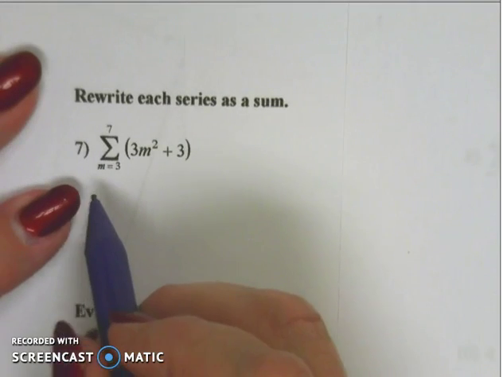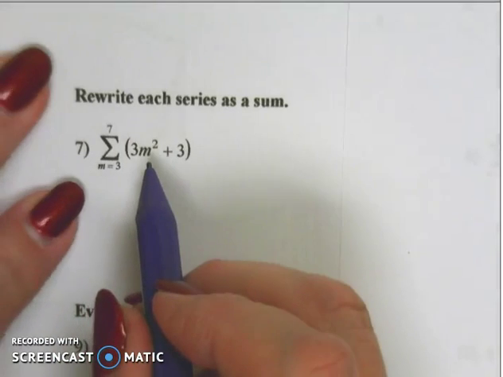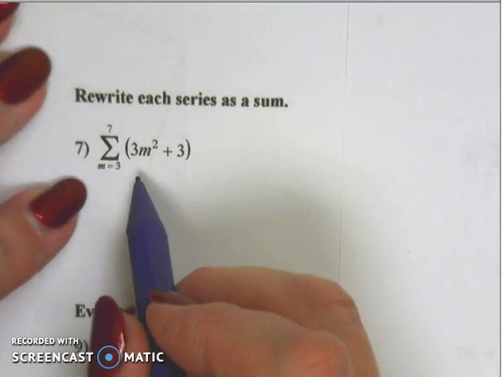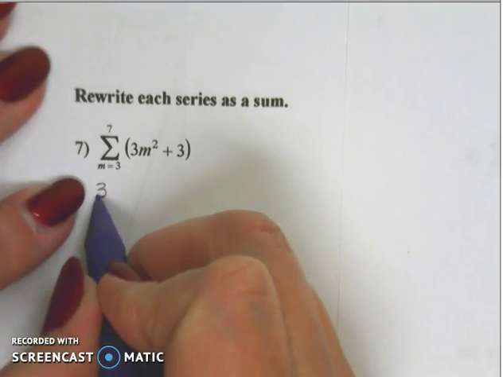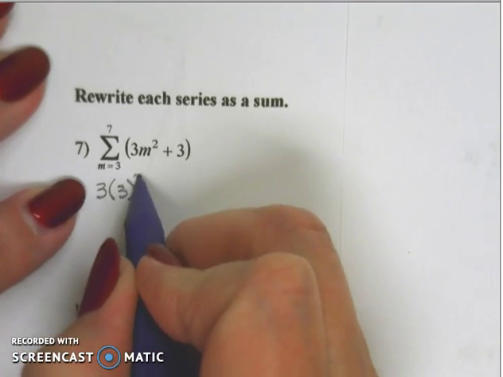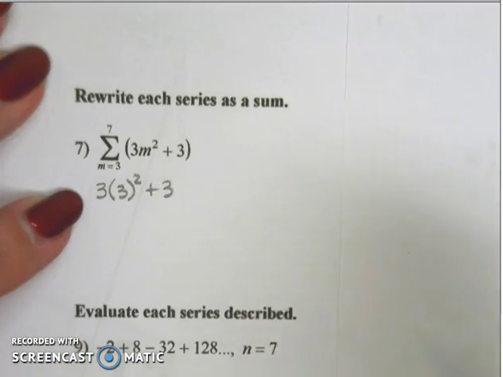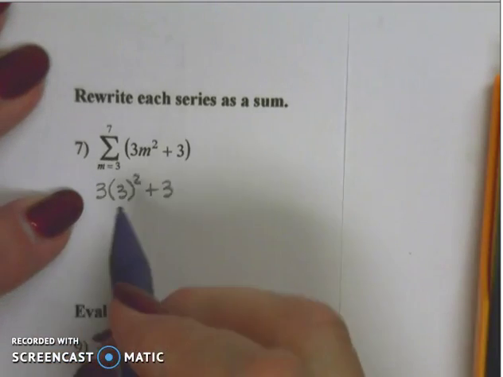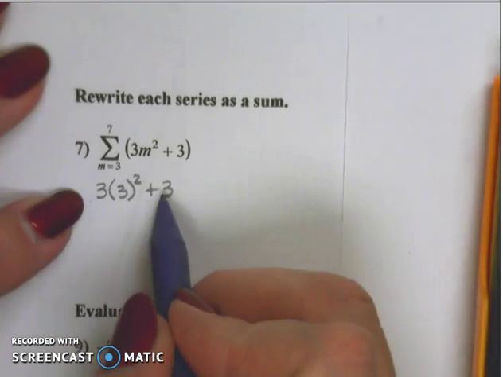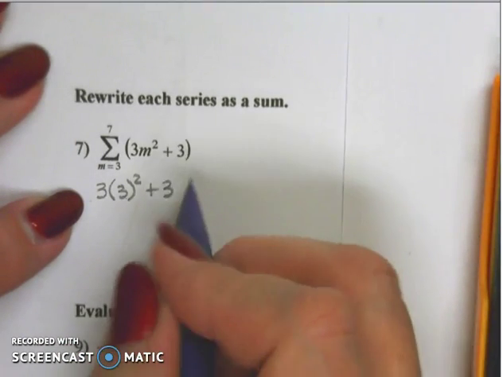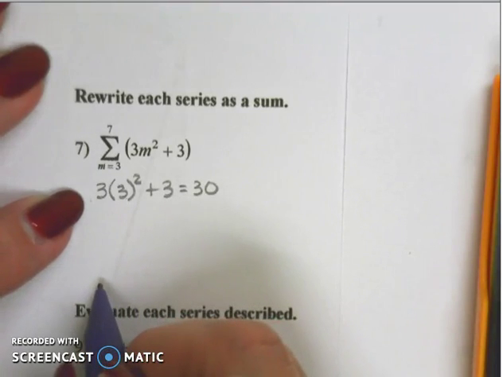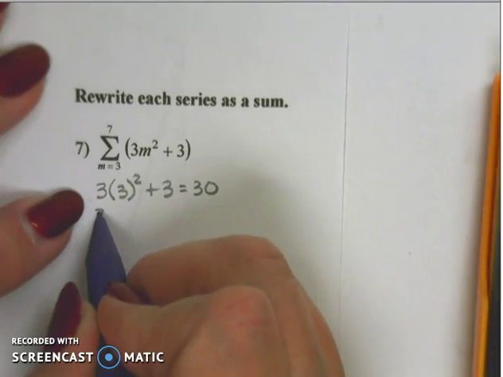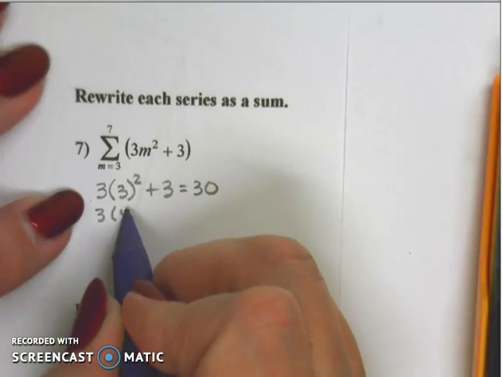Well, they want you to plug in the 3 and find the value. Then plug in the 4, the 5, the 6. So I'm going to do 3 times 3 squared plus 3. Well, that's 9 times 3 is 27, which gives me 30. So my first term is going to be 30. Then I've got to plug in the 4.